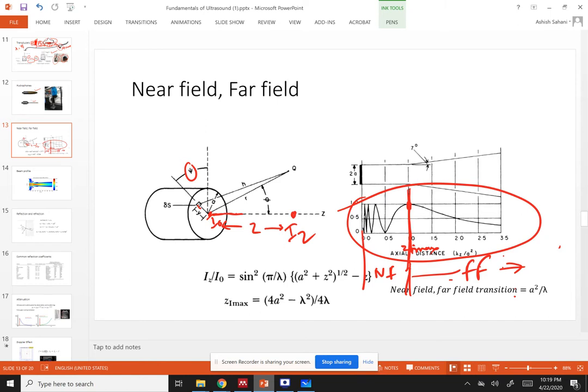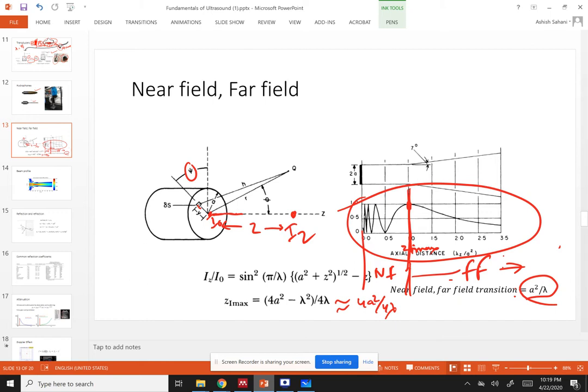As lambda is much smaller than a, this can be approximately written as 4a² / 4λ, which is equal to a² / λ. So a² / λ is the transition point between near field and far field.